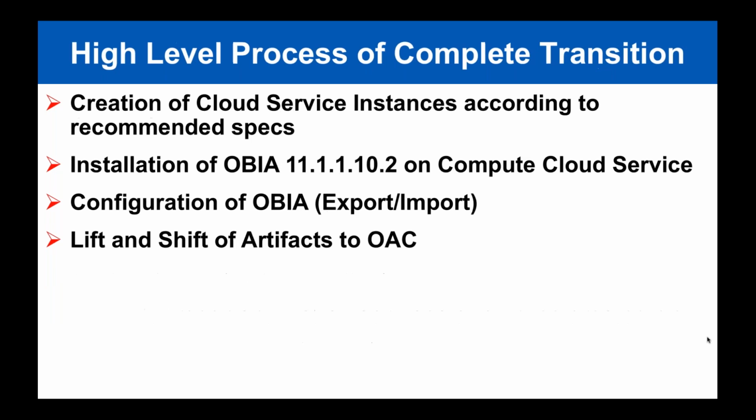So this is the high-level process of a complete transition from OBIA on-premise to the cloud. You start with the creation of all the cloud service instances, like we mentioned in the previous slide. You install OBIA 11.1.10.2 on the compute cloud service. You configure OBIA, which includes the functional configuration of OBIA also. If you already have a project on-premise, you would be able to export the configuration from on-premise and import that into the cloud version of OBIA. And then you lift and shift artifacts to OAC, which are basically your web catalog, your RPD, security, and so forth.